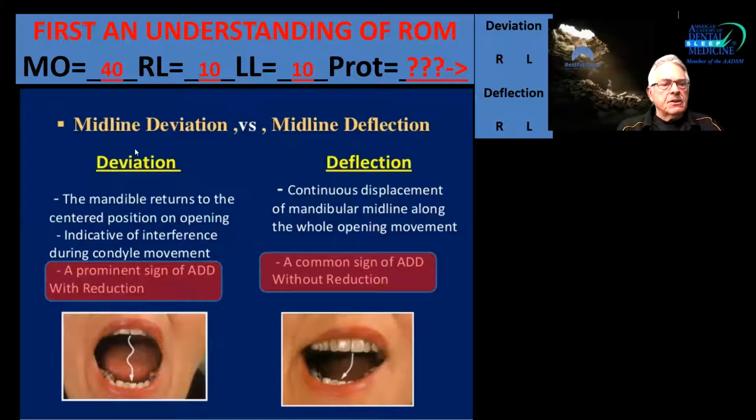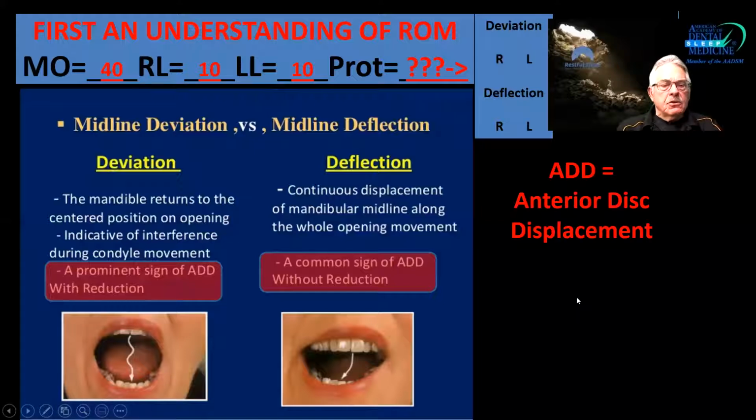But let's delve in here a little bit and talk about deviation and deflection, because even though I don't measure protrusive, I do take a good look at this. So I take a look at range of motion. A deviation is when the mandible goes from one side to the other. But first, let's define anterior disc displacement. That's when the condyle and the disc are no longer in the proper relationship. Typically the disc is off to the anterior and the medial, but for this conversation, let's just assume it's off to the anterior.